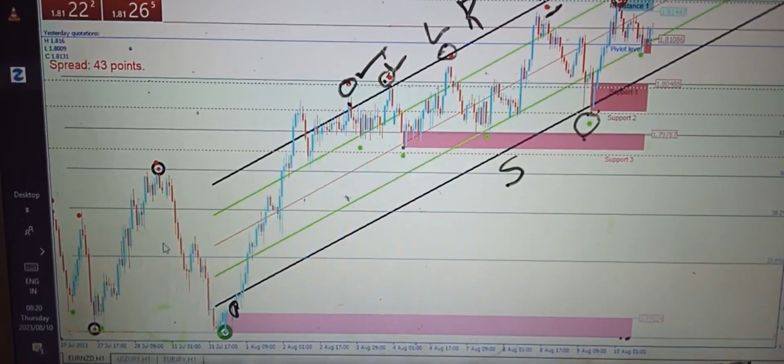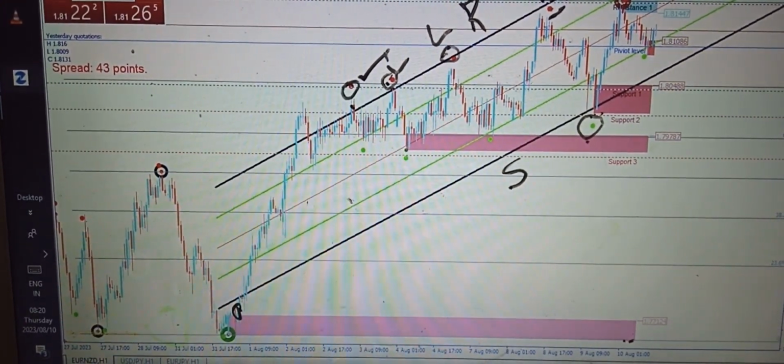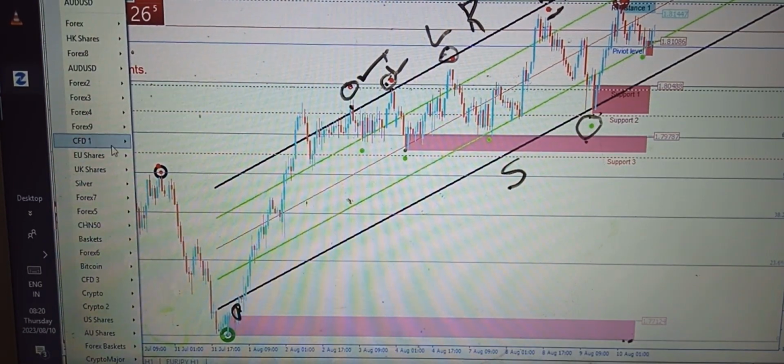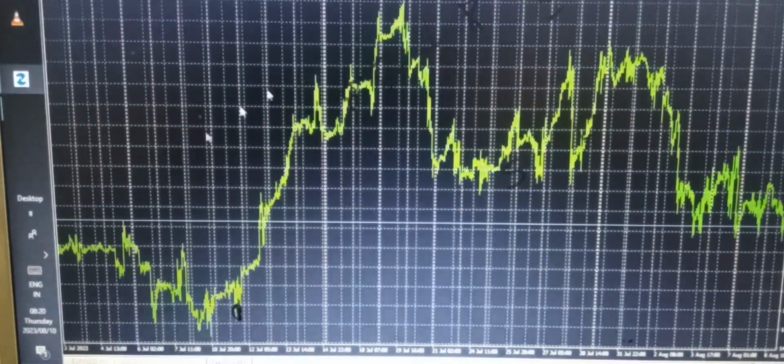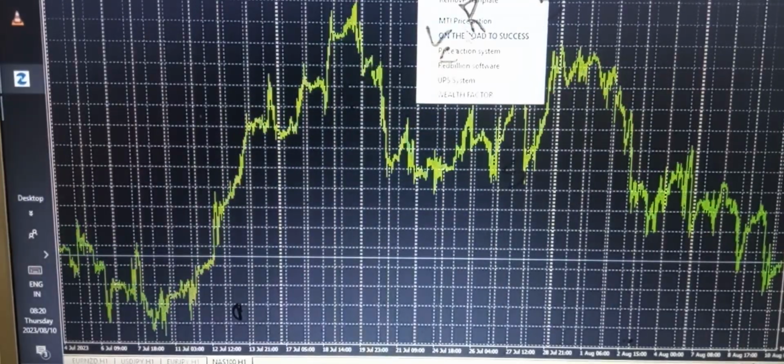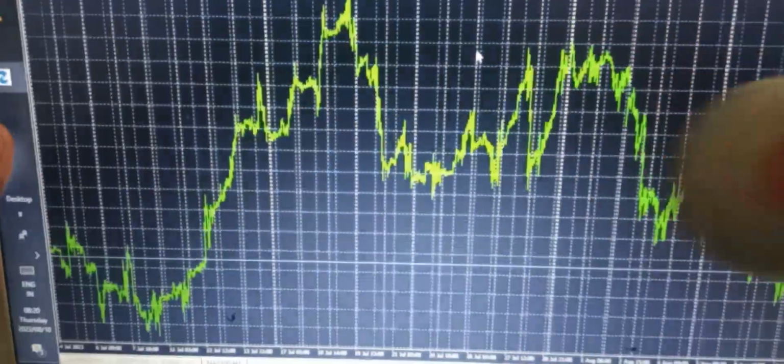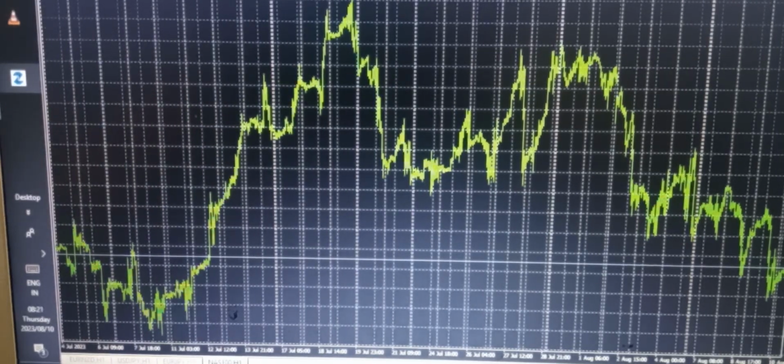Now I want to look into just one index quickly. Let's look into NASDAQ and see if we have a trend on NASDAQ. Okay, also I know we are very familiar with USD.